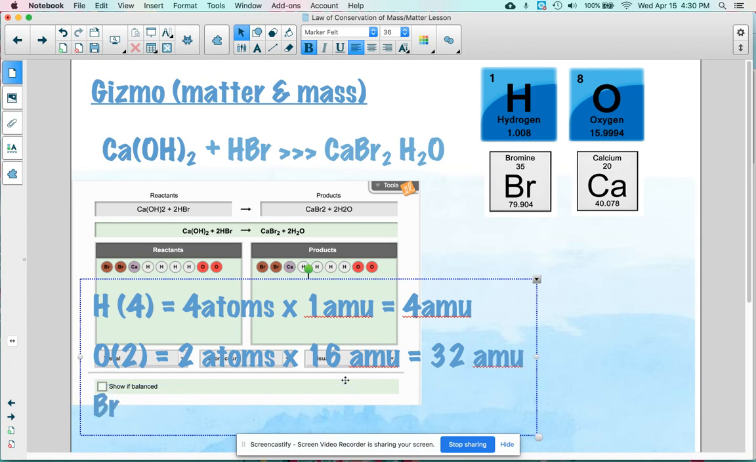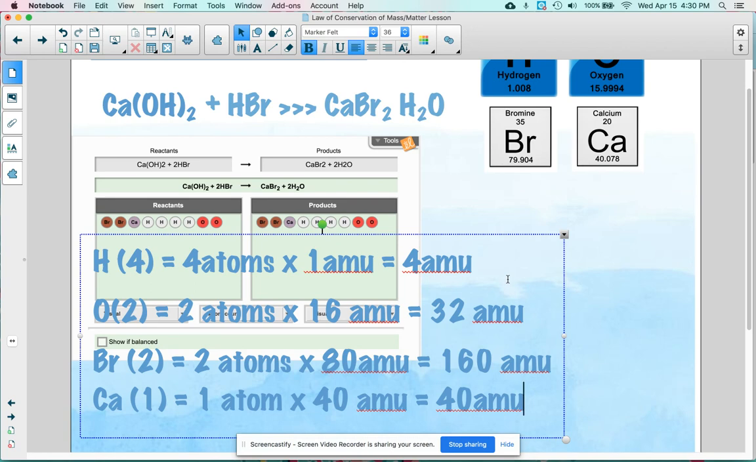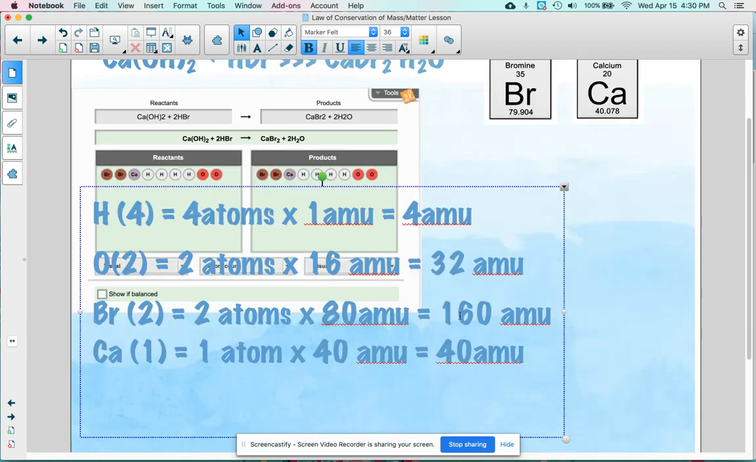For my bromine, I have 2 of those, so 2 atoms times about 80 atomic mass units equals 160 atomic mass units. And for calcium, I have 1 of those at about 40 atomic mass units. That means I have 40 atomic mass units there. So now if I total all these up, 40 plus 160 is 200, plus 32 is 232, plus 4 is 236. So my total mass of my reactants is 236 atomic mass units.